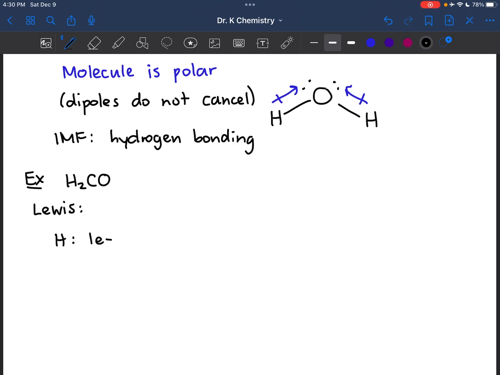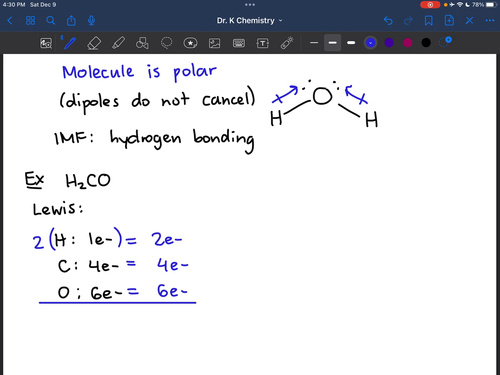We know that hydrogen has 1 valence electron, carbon has 4 valence electrons, and oxygen has 6 valence electrons. There are 2 hydrogens in the molecule, so I'm going to multiply the electrons by 2 to account for that. And then I'll add everything up to determine the total valence electrons in the entire structure. Okay, now looking at that, hydrogen only wants 1 bond, carbon wants 4 bonds, and oxygen wants 2.